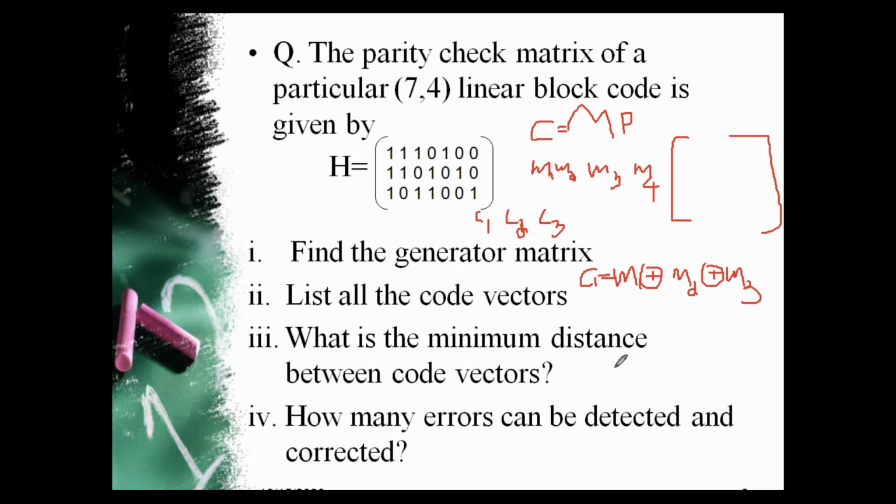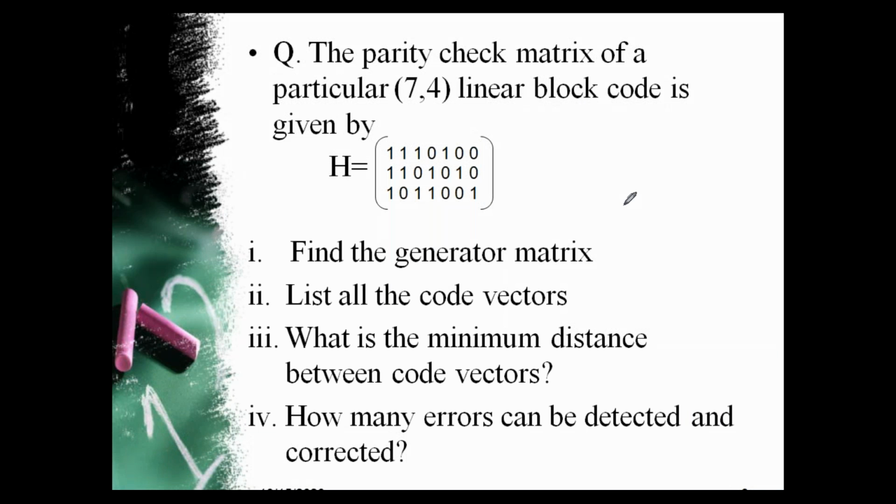There will be 16 code words. Once all the code words are written, you can calculate the weight of the code. From that, you can determine the minimum distance of the code. That is the third part in the question.